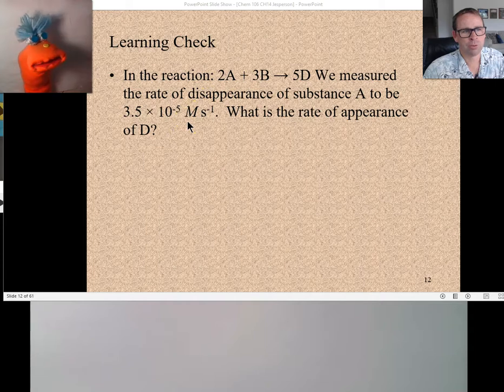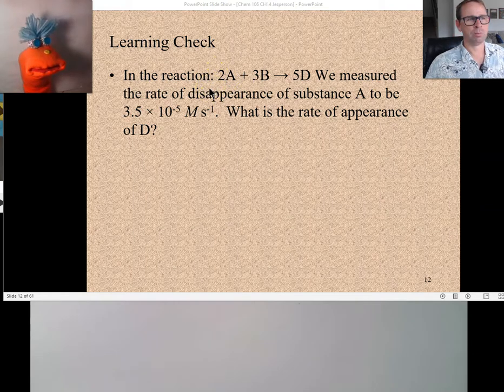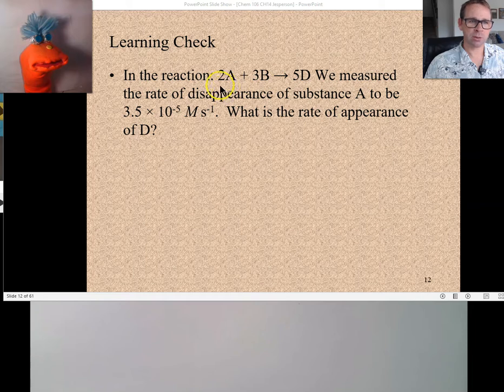5 times faster? Well, not quite 5 times faster, right? Because there's a 2 here. Oh, yeah. So you have to divide by 2 and then times by 5? That's right. So if A disappears at this rate, then D is going to appear 5 times faster divided by that 2.